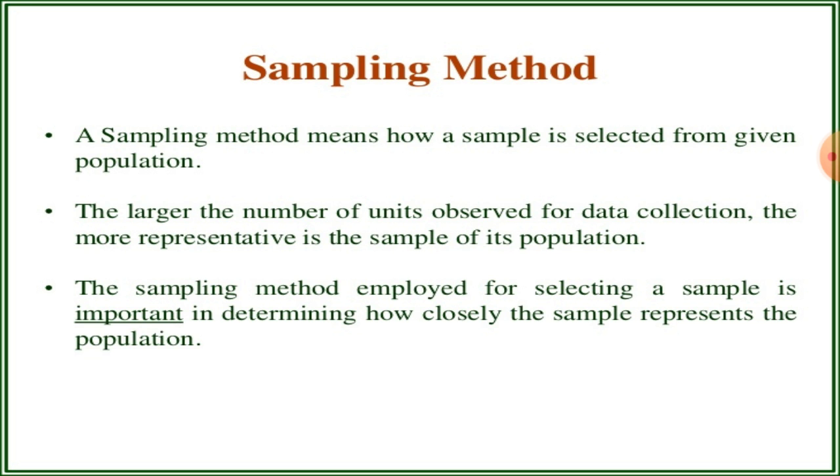Now, what is meant by sampling methods? Sampling methods means how a sample is selected from the given population. The larger the number of units observed for data collection, the more representative the sample is of its population. The sampling method employed for selecting a sample is important in determining how closely the sample represents the population.